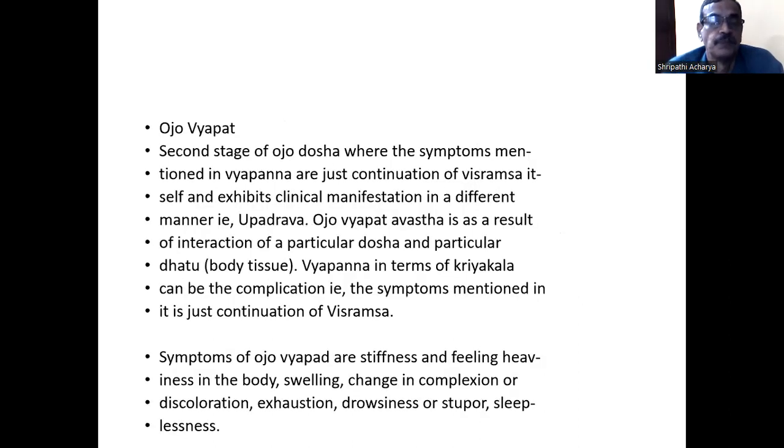Second one is Ojo Vyapat. It is the second degree of Ojo dosha, where the symptoms are just a continuation of Visramsa itself and exhibit clinical manifestation in a different manner. Ojo Vyapat is the result of interaction of a particular dosha and a particular dhatu. Vyapat, in terms of Kriya Kala, can be the complications. Symptoms of Vyapat are stiffness and feeling of heaviness in the body, swelling, change in complexion or discoloration, exhaustion, drowsiness or stupor, and sleeplessness.